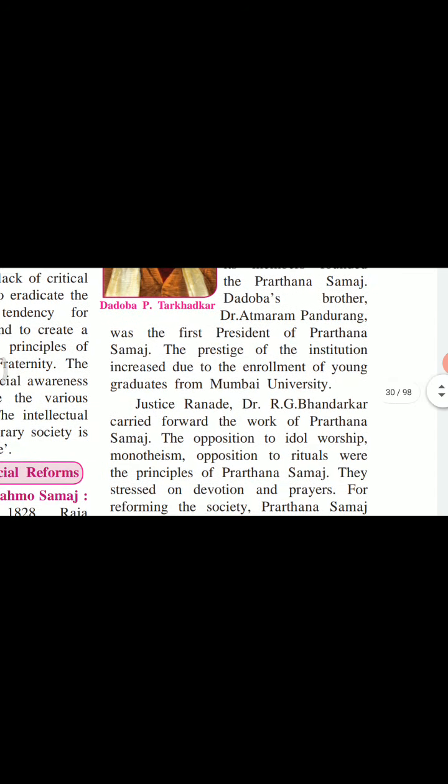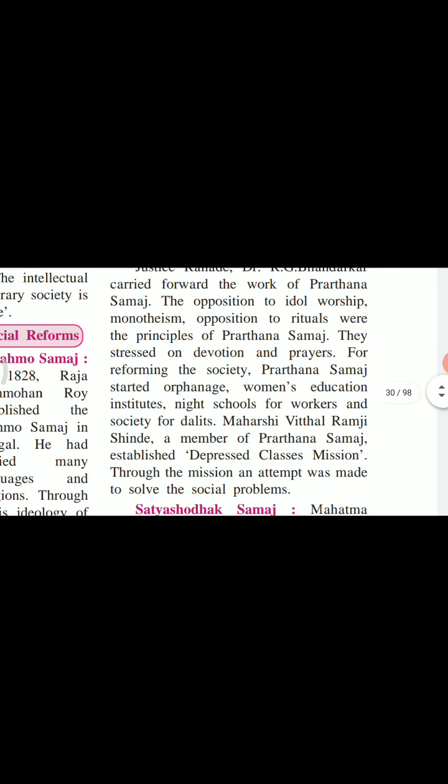They stressed devotion and prayers. For reforming the society, Prarthana Samaj started orphanages, women's education institutions, night schools for workers, and a society for Dalits. A very great and valuable work of Prarthana Samaj was that they started orphanages for children who were orphans. Then they started women's education institutions. Then night schools for those who work all day, and the society for the Dalits.